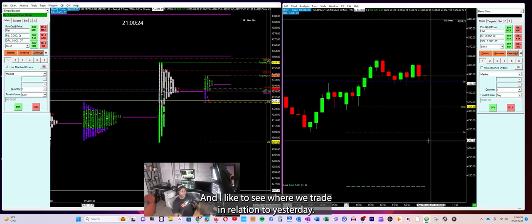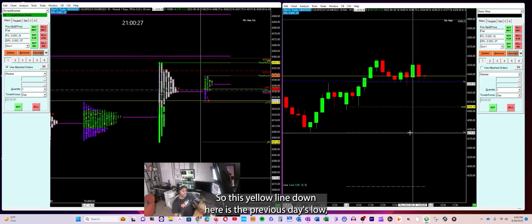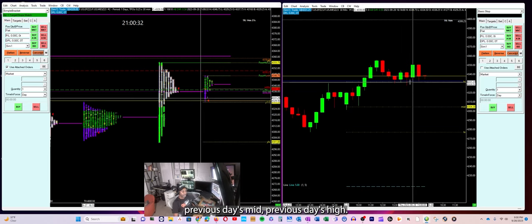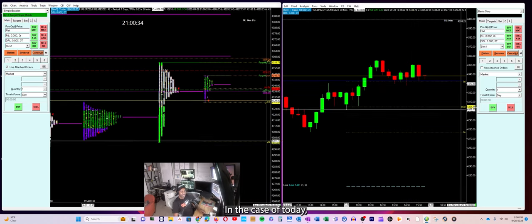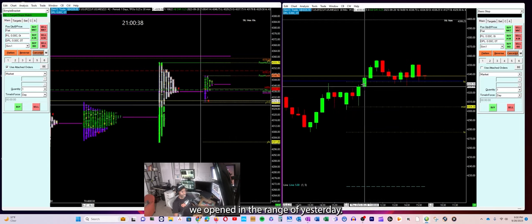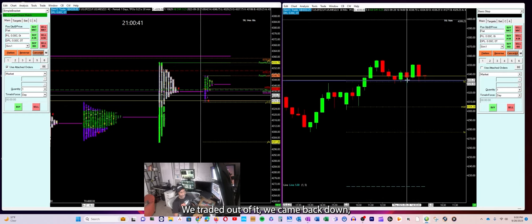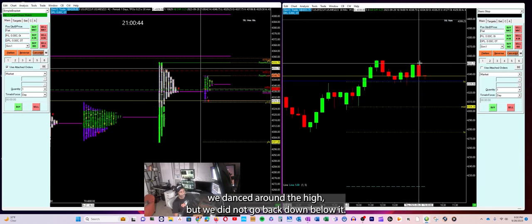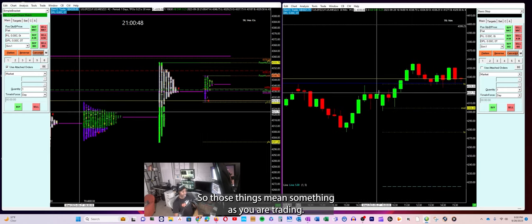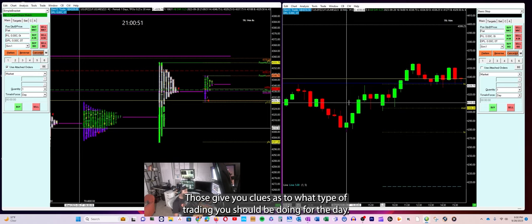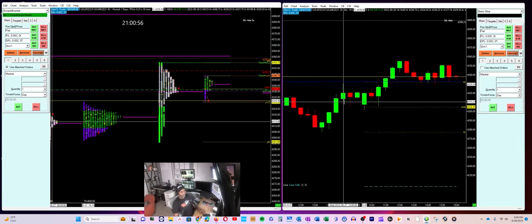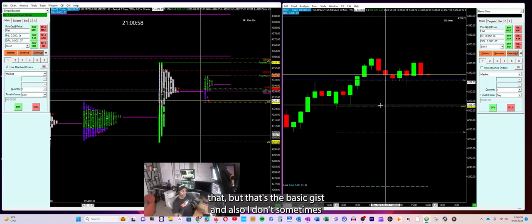And I like to see where we trade in relation to yesterday. So this yellow line down here is the previous day's low, previous day's mid, previous day's high. In the case of today, we opened in the range of yesterday, we traded out of it, we came back down, we danced around the high, but we did not go back down below it. So those things mean something as you are trading. Those give you clues as to what type of trading you should be doing for the day. There's more to it than that, but that's the basic gist.